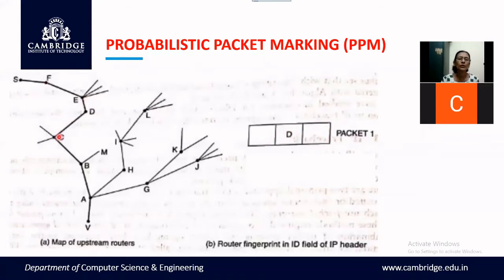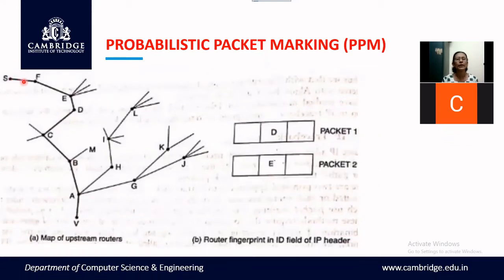Now it goes to C. Again, it's not writing. This is not writing. This is not writing. The packet reaches V. When the packet reaches V, it sees the fingerprint D on the packet, and so V knows that the packet has taken this path. Since it has the information about all the upstream routers, it knows that the packet has come through this path, since it has got D. We'll take a second example.